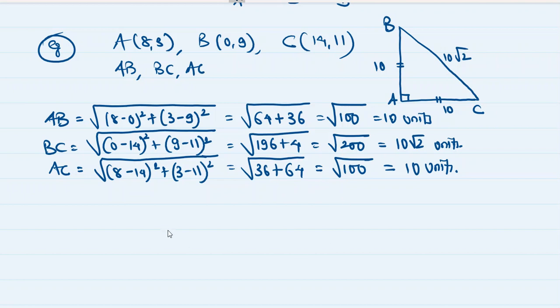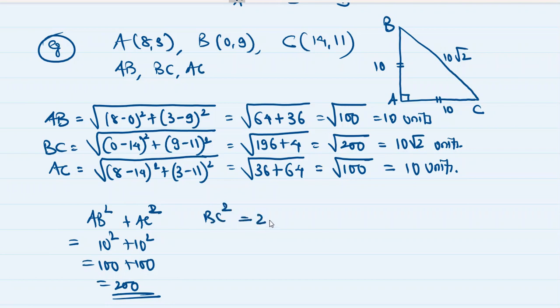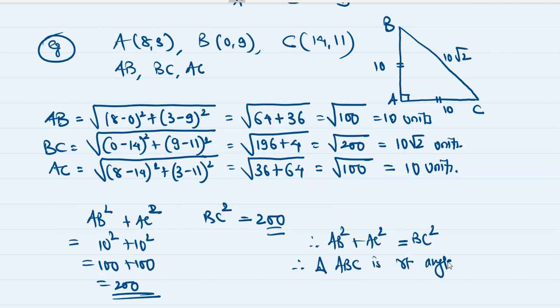Now we have to prove that it is a right isosceles triangle. That means angle A is 90 degrees. That means we first have to find AB square plus AC square. AB square plus AC square is 10 square plus 10 square, which is 100 plus 100, which is 200. And we already know that BC square is equal to 200, because BC is root 200, so BC square is 200. Therefore, AB square plus AC square is equal to BC square. And therefore, triangle ABC is right angled at angle A, and also AB is equal to AC, so it's a right isosceles triangle.